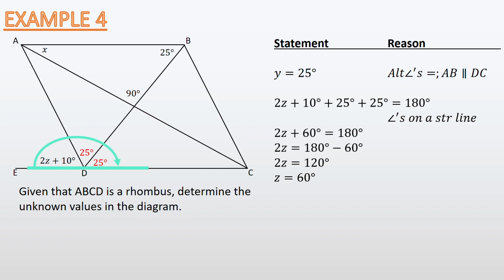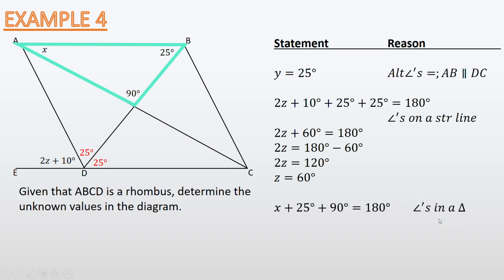Then it's up to you what you do now. I went back to some grade 8 stuff, so I decided to work with angles in a triangle. So I'm working in that triangle there. And I know that angles in a triangle add up to 180 degrees. So if I say x plus 90 plus 25, I know that that equals 180 degrees, angles in a triangle, and then I can just solve for x. So I find that x is equal to 65 degrees.